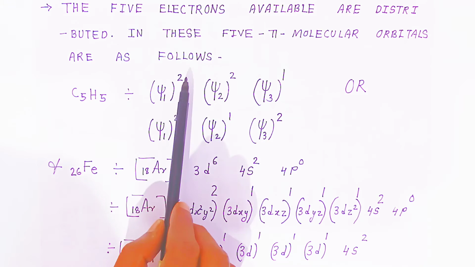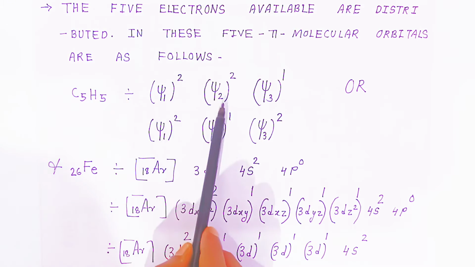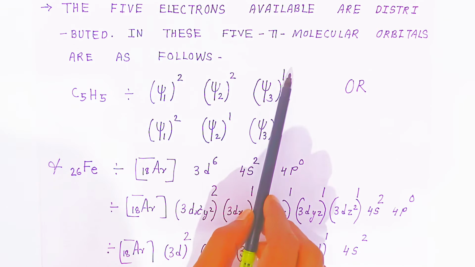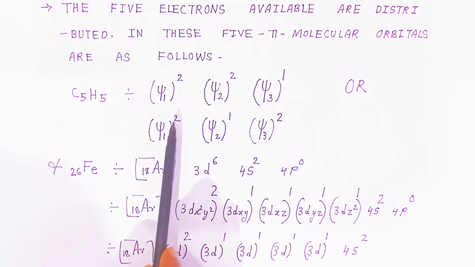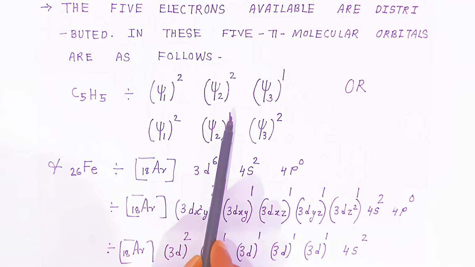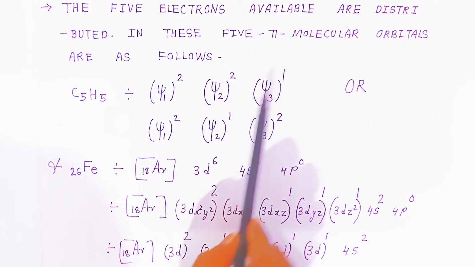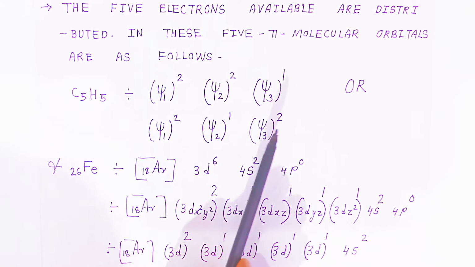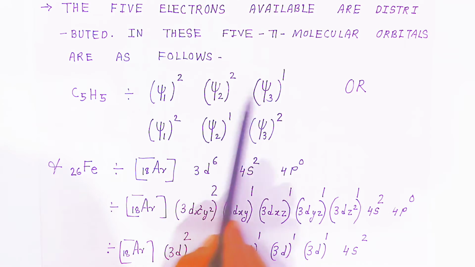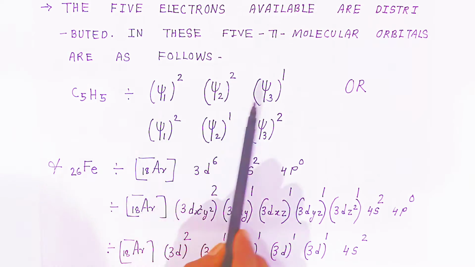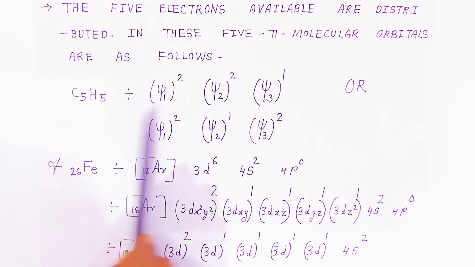So psi 1 contains 2 electrons, psi 2 will have 2, psi 3 will have 1 electron. Or you can say psi 1 will have 2, psi 2 will have 1 electron, and psi 3, because psi 2 and psi 3 have the same energy level, so the 1 electron may shift here or 2 electrons will shift here. Understanding, because of the degenerate orbitals. Now this is the electronic configuration of the cyclopentadienyl ring.